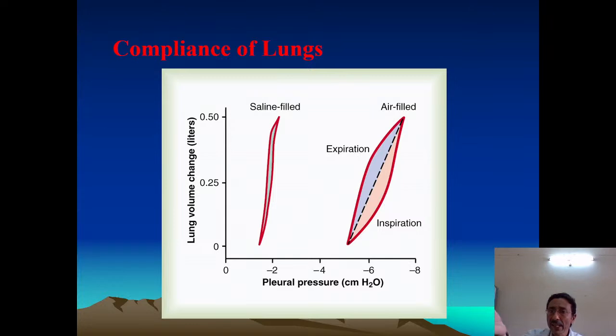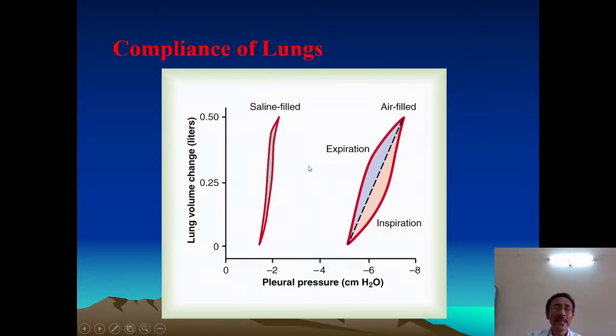See, on the other hand, the graph. Here you will find that the pressure has to come from 0 to -5 and then -6 and -8 for the lung volume to increase from 0 to 500 ml. So this is a comparison between an air-filled alveoli and a saline-filled alveoli.